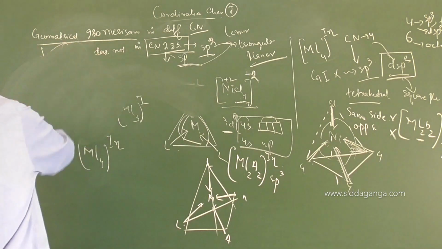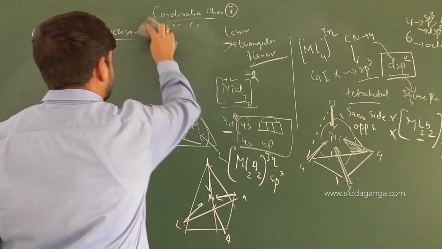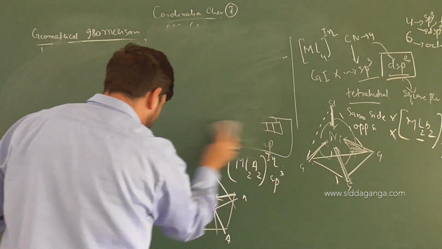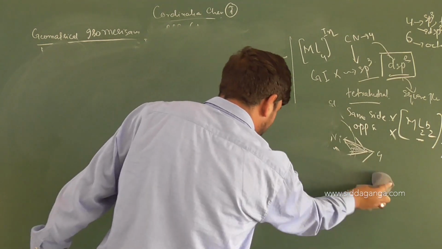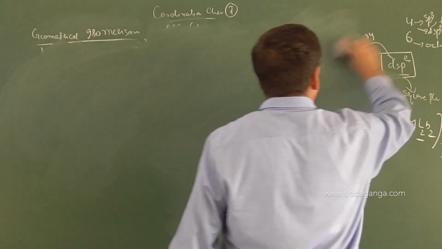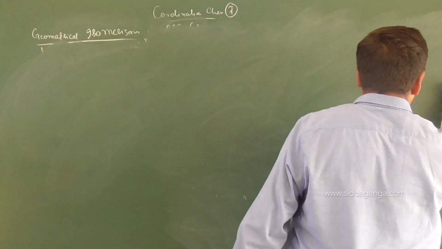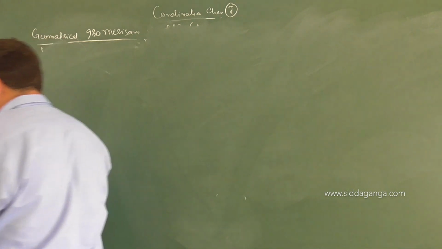Clear? So repeat with me. What is it? Geometrical isomerism in coordination number 2, coordination number 3 doesn't exist. In coordination number 4, it will exist only when the hybridization is not sp3. Rather, the hybridization is dsp2. We know, children, the total number of bonds made is equal to the total number of hybridized orbitals, right?